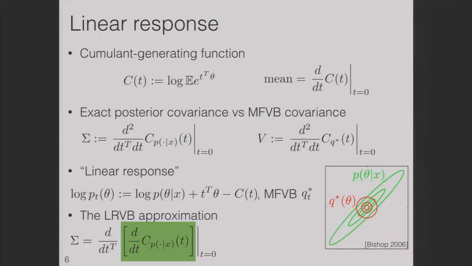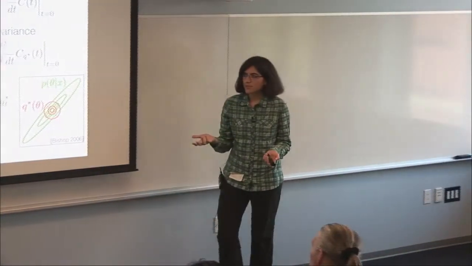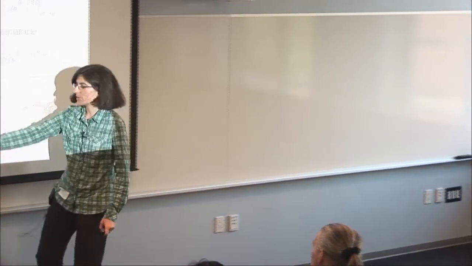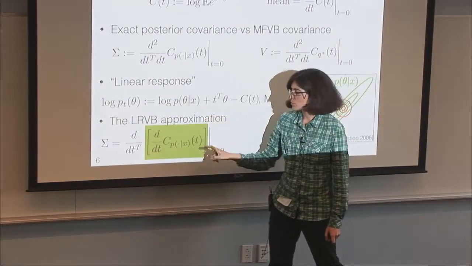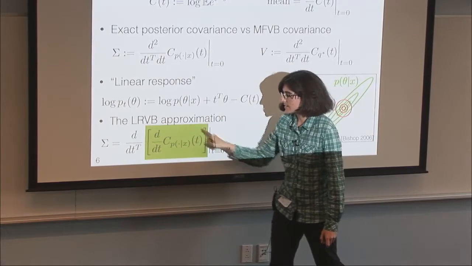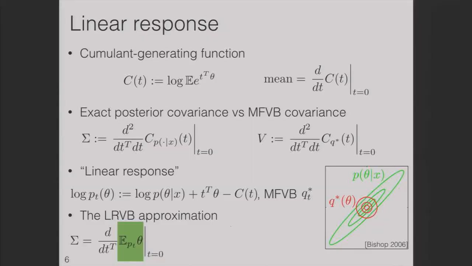And I'm going to say to myself, OK, well, I want to approximate sigma. And that's the second derivative of the cumulant generating function. And I can't just take this cumulant generating function and put in q star instead, because that would give me v. So what if instead I take this inner term, this inner derivative, and think about that? Well, that inner derivative is exactly the expectation under p sub t of theta.